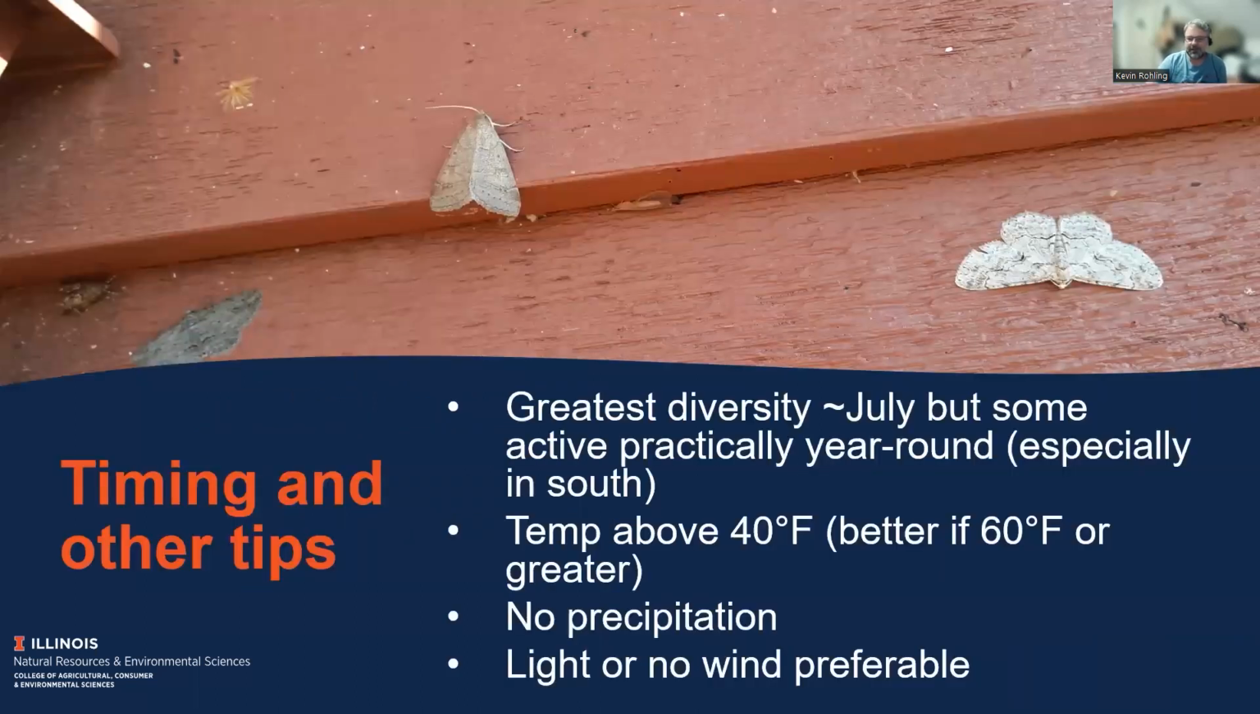In terms of timing and other tips, the greatest diversity of moths are going to be flying around July, but some can be active practically year round, especially here in the southern part of the state. The first thing I do every morning, we have a little light right outside of our office here that's on all night, and I'm always checking for moths. And it's interesting, we found them in January, certain species. But generally, if the temperature is above 40 degrees, it's better. 60 degrees would be better than 40.